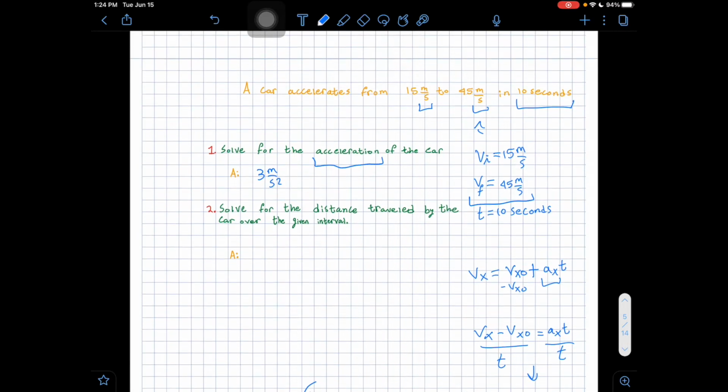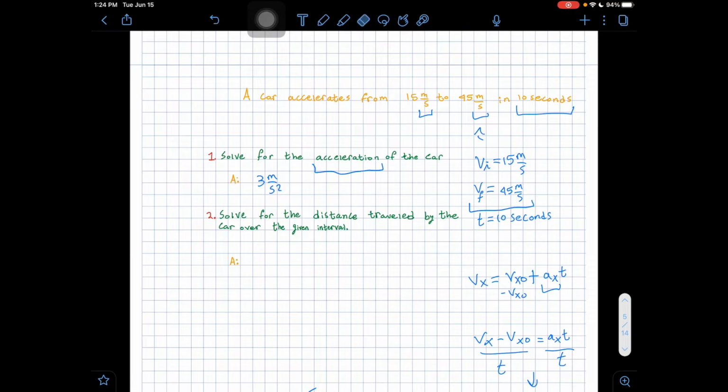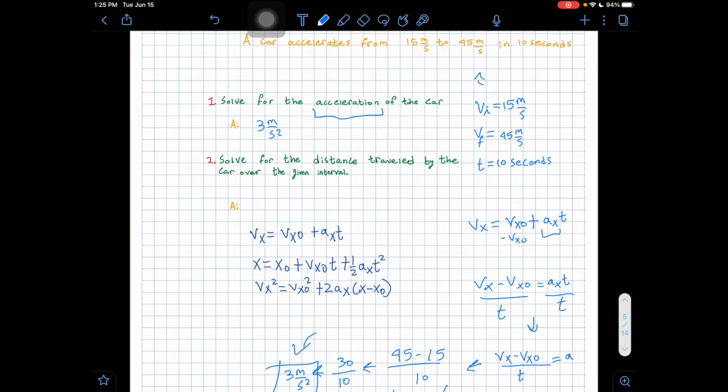given interval. Whenever it says given interval, it's just referring to the time, and the time given is 10 seconds. So we still have the same numbers: 15 meters per second as our initial velocity, 45 meters per second as our final velocity, and time as 10 seconds. Let's look at our equations and see which one best fits this question. So here are the equations. We just used this one to find acceleration. Now let's see which one we can use to find the distance traveled.